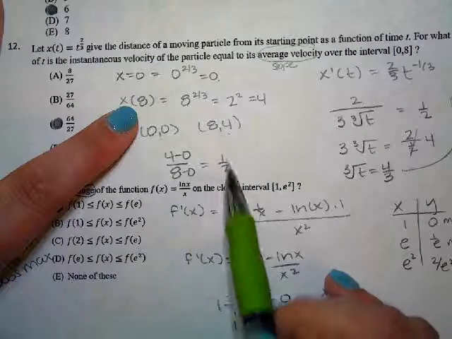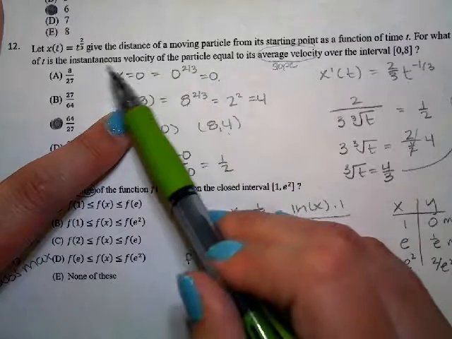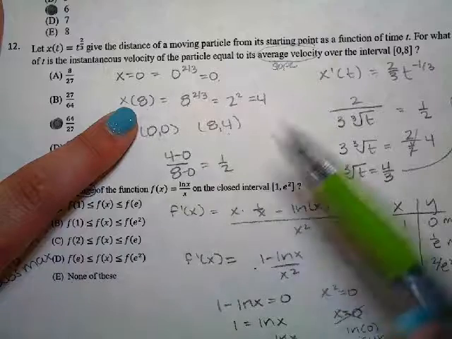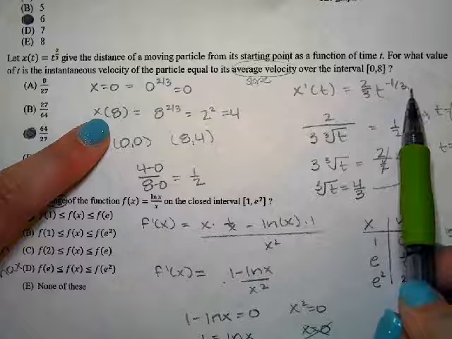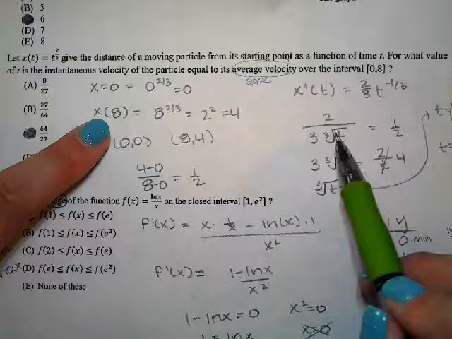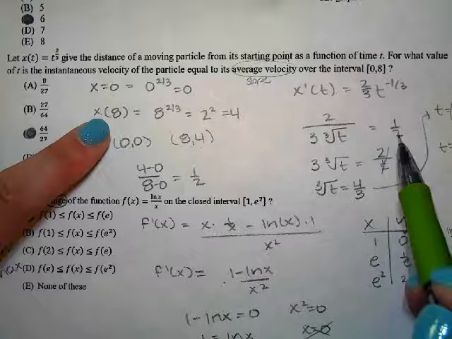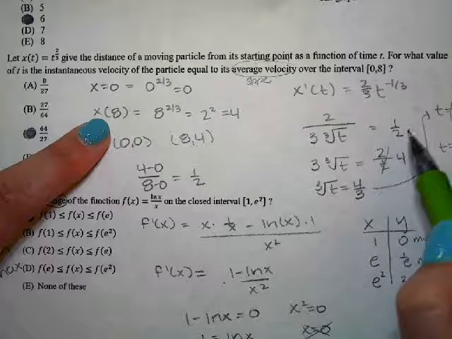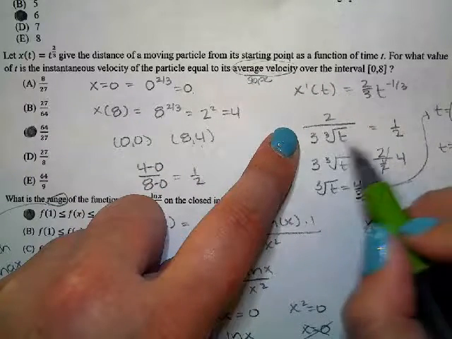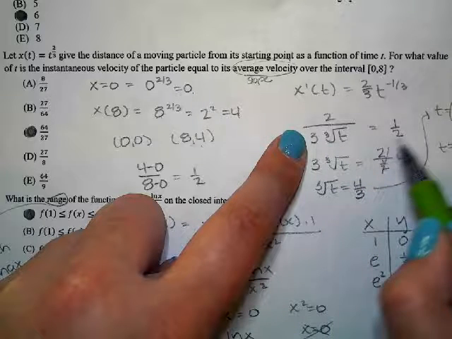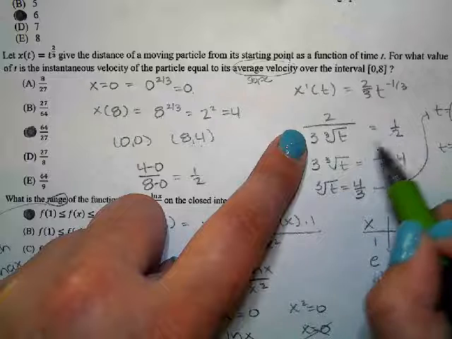And then it says compare that with the instantaneous velocity, that's just the derivative. So over here I did the derivative: 2/3 times t to the negative 1/3. So I took my instantaneous rate of change, my derivative, and I set it equal to 1/2. Does that make sense? And so what I did here is I took the 3 cube root t and I multiplied it over here, and I took the 1/2 and I divided that over here. See what I did there?